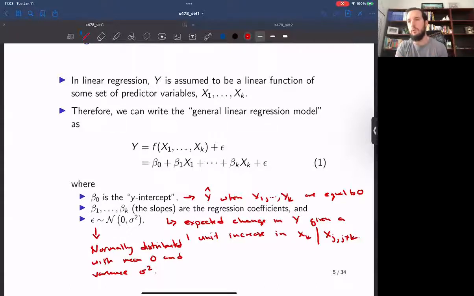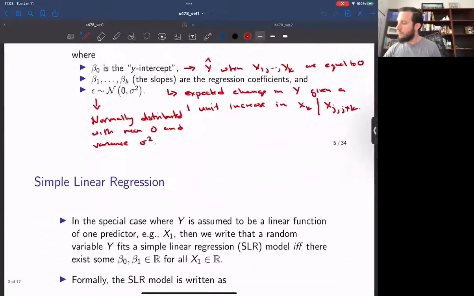But as we progress through the course, we're going to work ourselves away from that comfort zone, and we're going to look at situations where the response is no longer normal and talk about how we can adapt this linear model to account for that lack of normality. All right, so we introduced the general regression model.